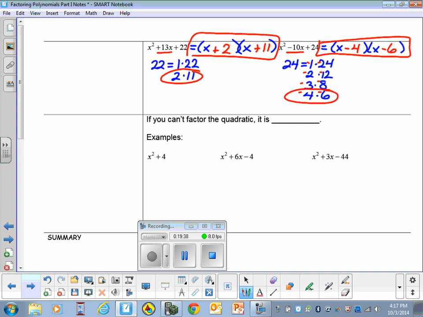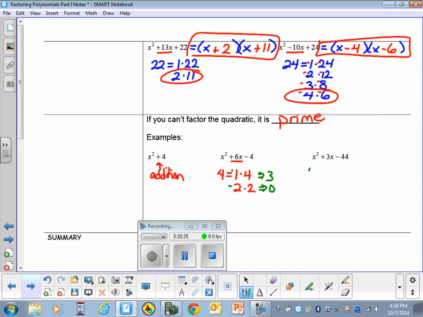Alrighty, if you cannot factor the quadratic, it is prime. This one doesn't work because this is addition. If it was subtraction, we could factor it. But we cannot factor a perfect square plus a perfect square. With the next one, if I look at factors of 4, that's 1 times 4 and 2 times 2. The 6 is positive, so that means the largest factor has to be positive. None of these add up to 6. This one adds up to 3. This one adds up to 0. There's no way to make that work.